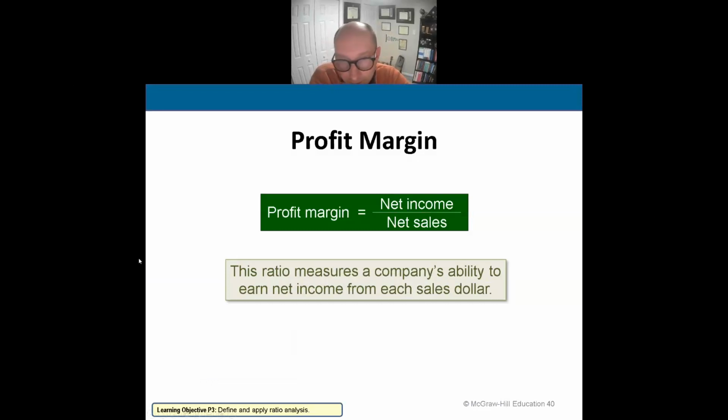Profit margin, very easy. We take net income divided by net sales. This one is really, really important because it shows us how much profit we make on every sales dollar. So Alejandro, for your business, this ratio is very important, yes? Because it shows you the total profit you'll make on every dollar that you sell. Very, very important ratio.